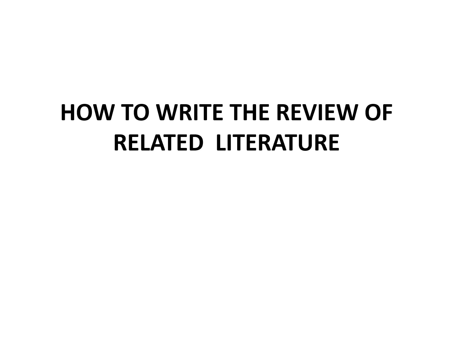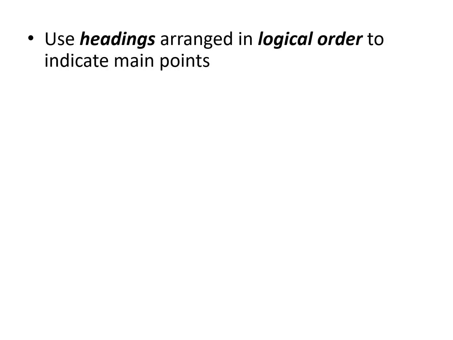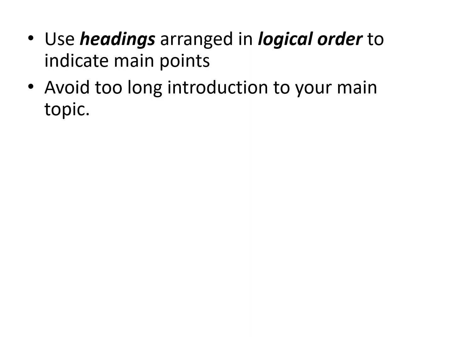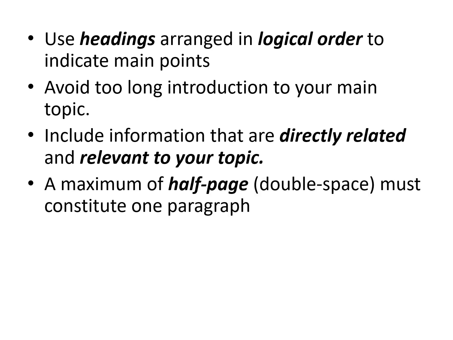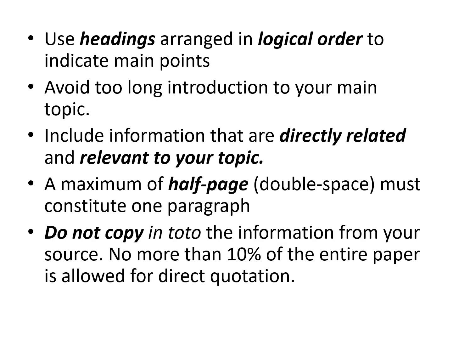So how do we write the review of related literature after we have looked at the journals and found our data? Use headings arranged in logical order to indicate main points. Avoid too long introduction to your main topic. Include information that are directly related and relevant to your topic. A maximum of a half-page double-space must constitute one paragraph. Do not copy in toto the information from your source.